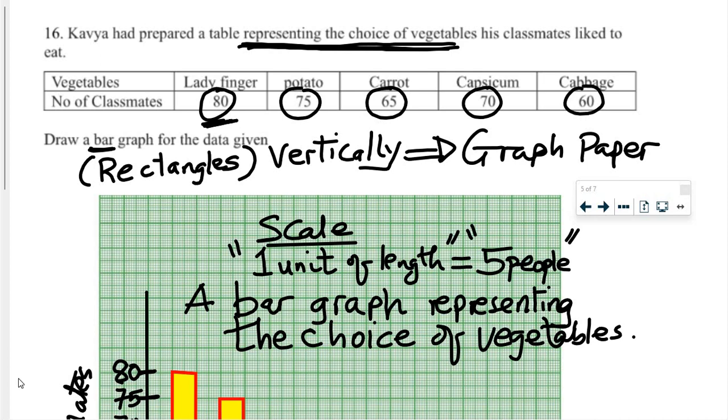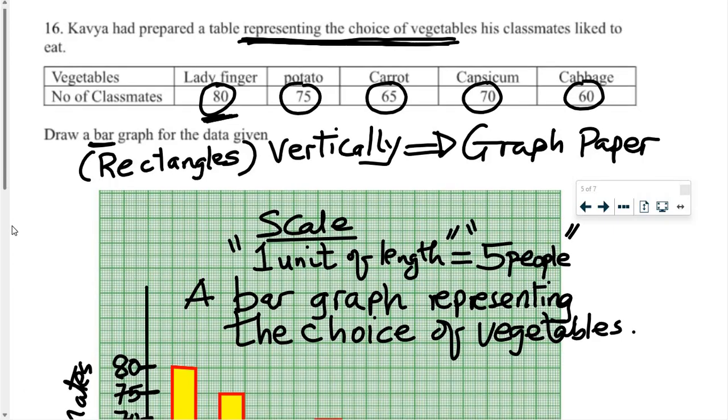Hello everyone, welcome back. This is the continuation of the video part 1 on chapter number 4 and worksheet number 4, data handling and presentation. So without delay, let us get started.